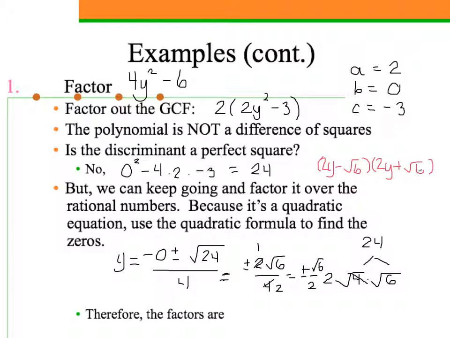Now just to verify that this does in fact equal the polynomial I began with, first times first would be 4y squared. Outside times outside would be 2y square root 6. Inside times inside, negative 2y square root 6, which cancel one another out. And last times last, negative square root 6 times square root 6 is negative square root 36, which is negative 6. So I do get the polynomial I started with. So my factors are 2y minus square root 6 and 2y plus square root 6.